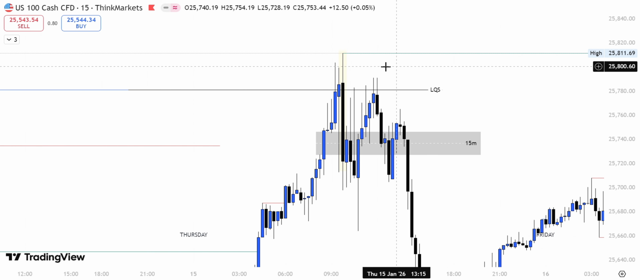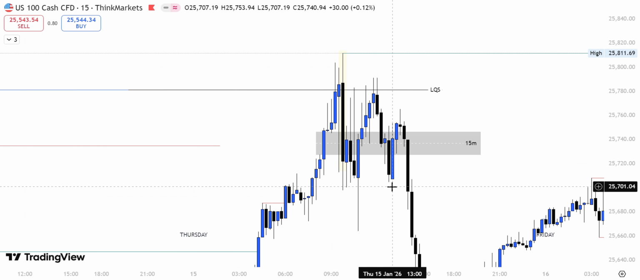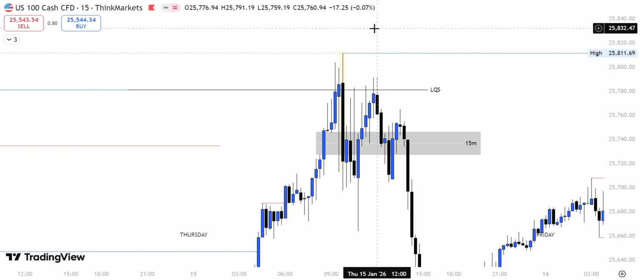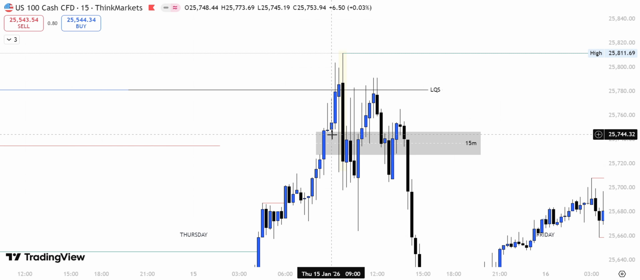Really nice. And what happens when it turns into an inversion fair value gap? In this case, buyers do not take control because they got invalidated. They got closed by, and this support got basically broken.